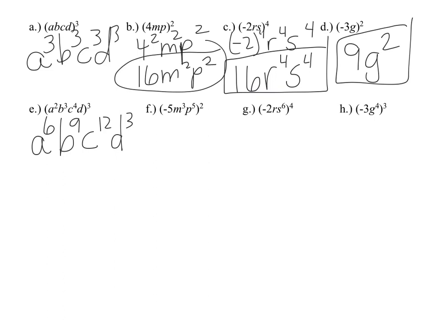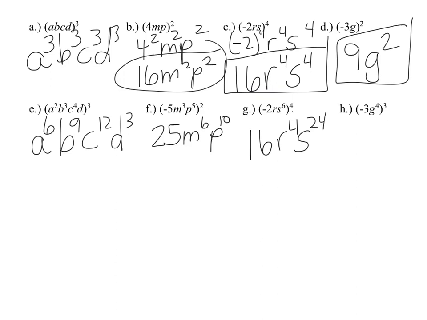Negative 5 to the second power is 25. Then I've got M to the 6th, P to the 10th. Feel free to stop the video, try the next two, come back to see if you've got it right. If you've done that, the next one, we're going to do negative 2 to the fourth power. Negative 2 to the fourth power, 16. R to the fourth, S to the 24th, okay?